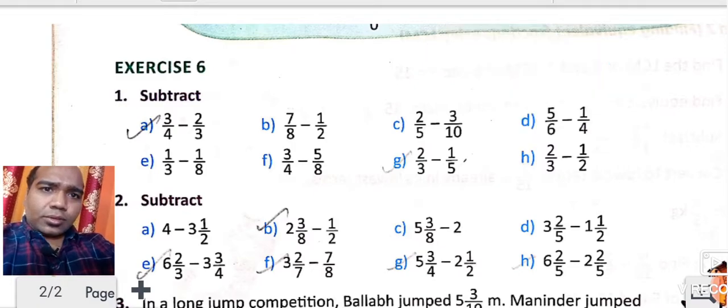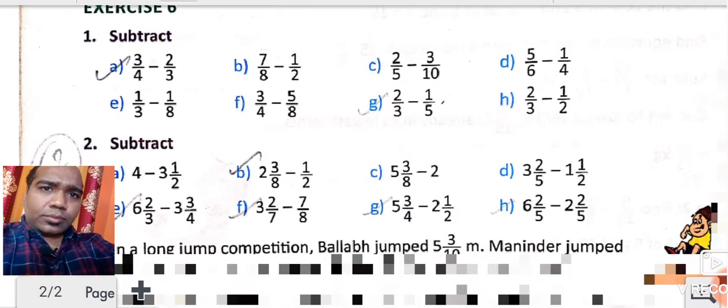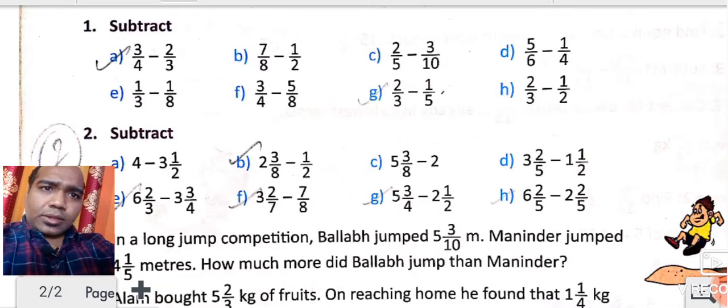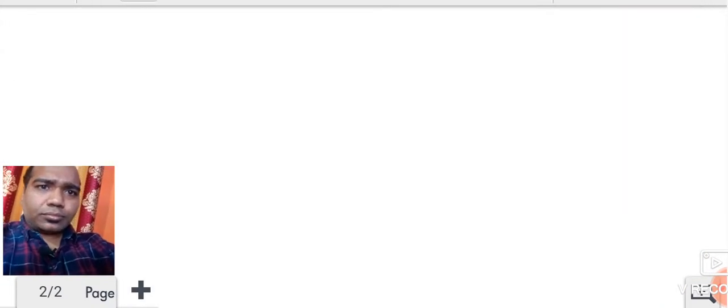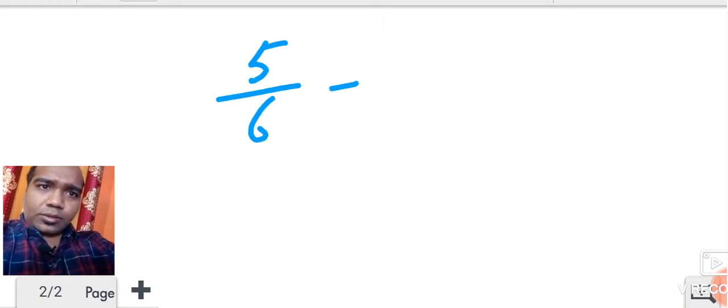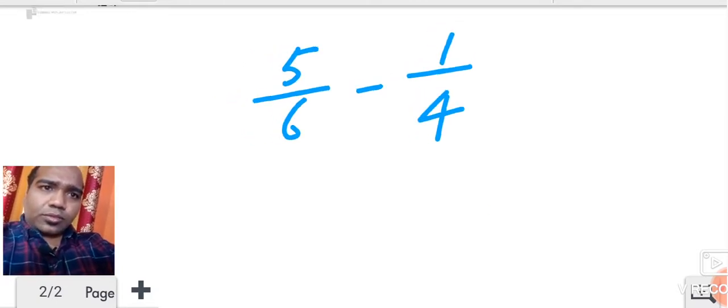Got it? So now one question I will do in question number 1, and already you have solved the previous exercise, so you can do all the exercise as it is. So question number 1D, 5 by 6 minus 1 by 4. How to solve this one? Fraction is 5 by 6 minus 1 by 4. Okay, this is your question.